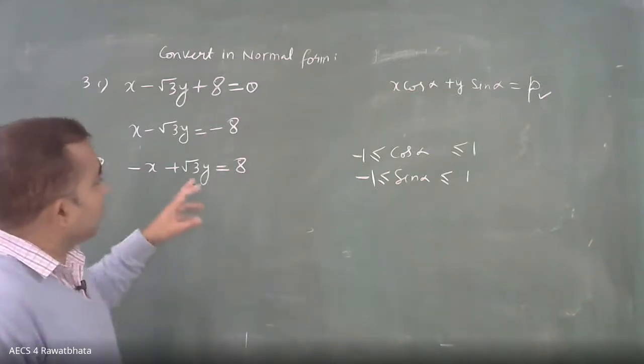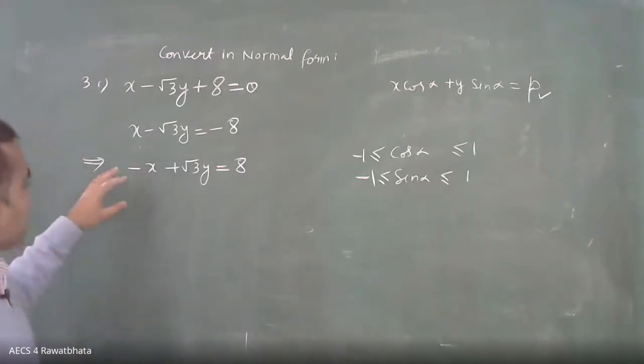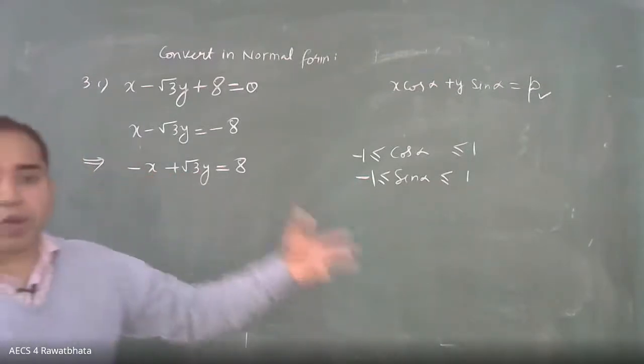Problem number 2, that cos square alpha plus sin square alpha should be 1. And here x multiplier whole square plus y multiplier whole square may not be 1.